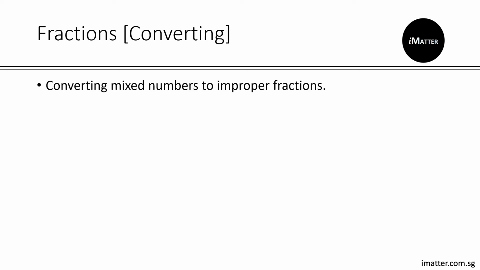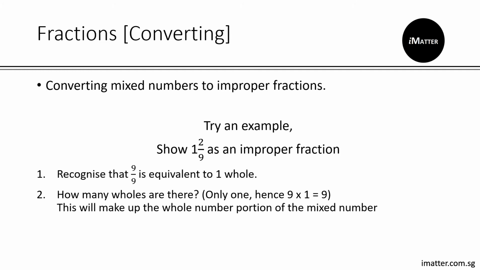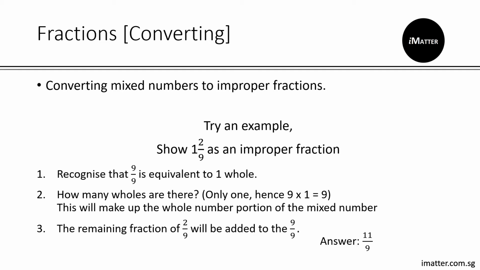Next would be the other way around, converting mixed numbers to improper fractions. So trying another example, please show 1, 2 out of 9 as an improper fraction. Just like before, you should recognize that 9 out of 9 is equivalent to 1 whole. And how many wholes are there? There is only 1. Hence, it will be 9 times 1. And this will add up to the 2 out of 9, giving you an answer of 11 out of 9 as the improper fraction.